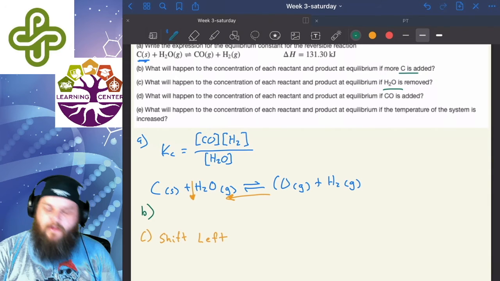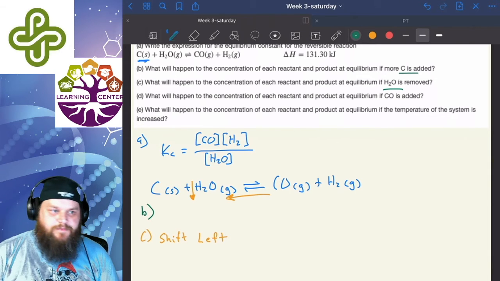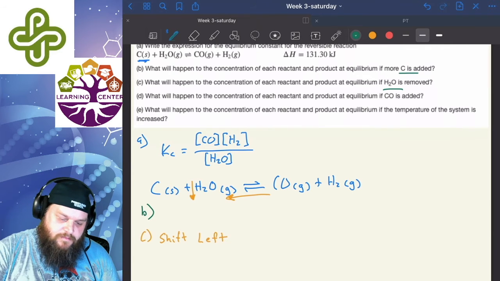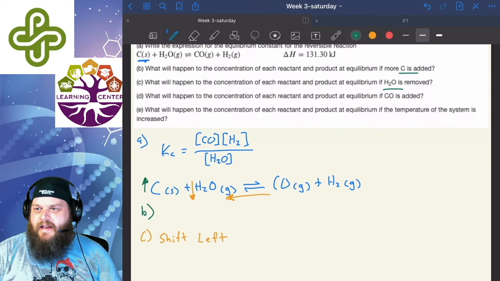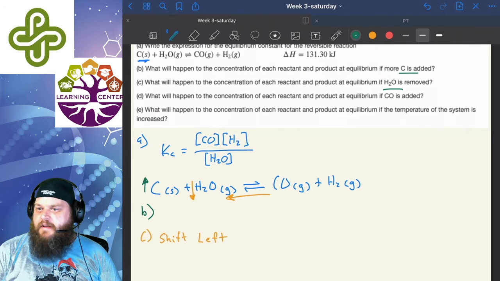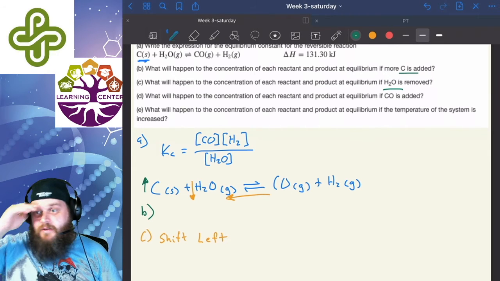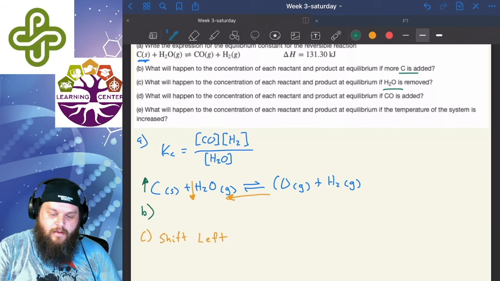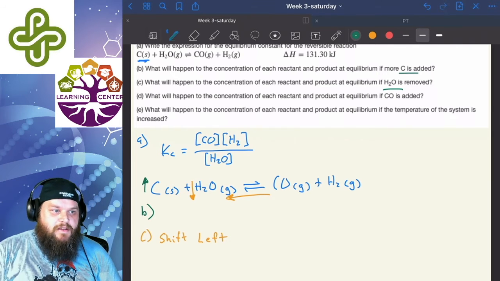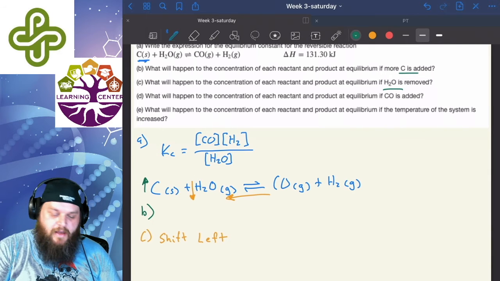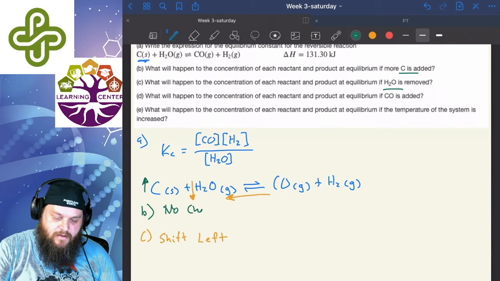B. If more carbon is added, we have more solid going up, but that doesn't exactly change the reaction rate, because the reaction rate's not dependent on carbon. It's only really dependent on this H2 gas. So in this case, I would say there's no change.